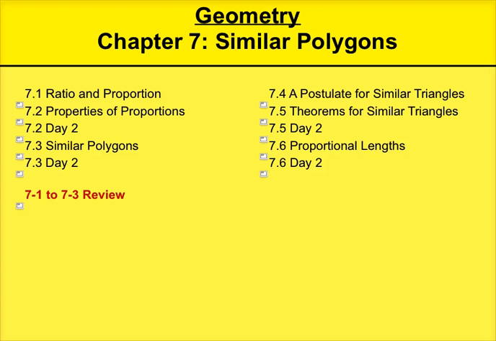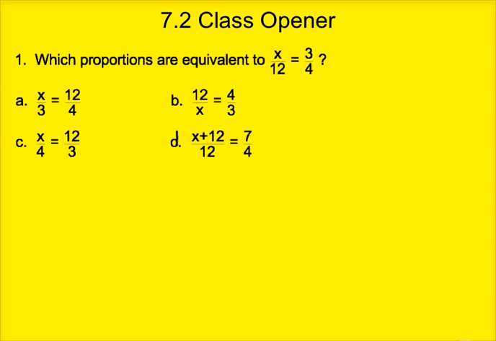Chapter 7, Similar Polygons. Today we're going to cover Section 7.2, Day 2. Your class opener: which proportions are equivalent to x over 12 equals 3/4?